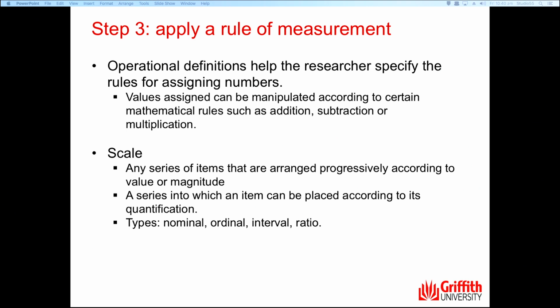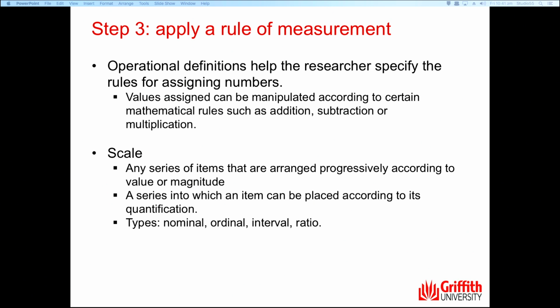Once we do that, you do step 3, which is to apply a rule of measurement. The operational definition helps the researcher specify the rules for assigning numbers. You can assign 0 to 10 in the previous example, where 10 means very loyal. And again, values assigned can be manipulated according to certain mathematical rules, such as addition, subtraction, or multiplication.